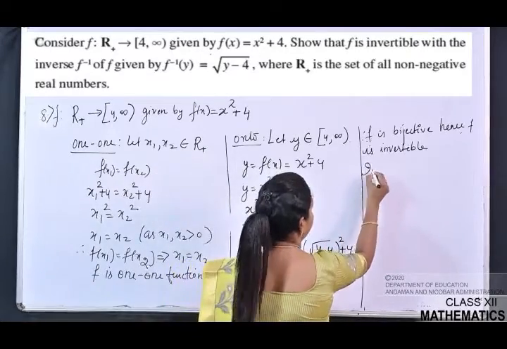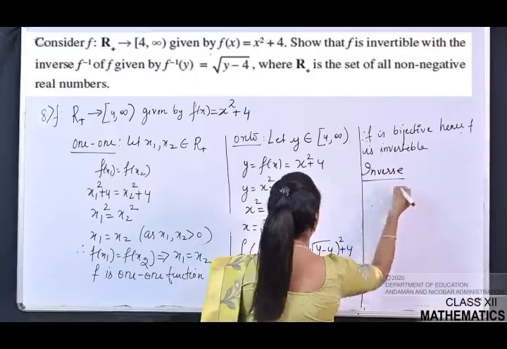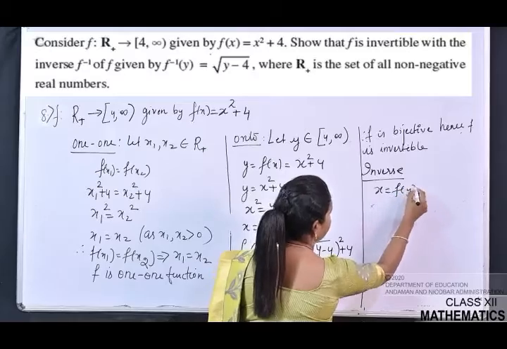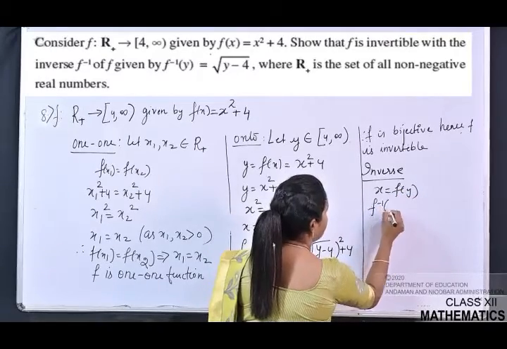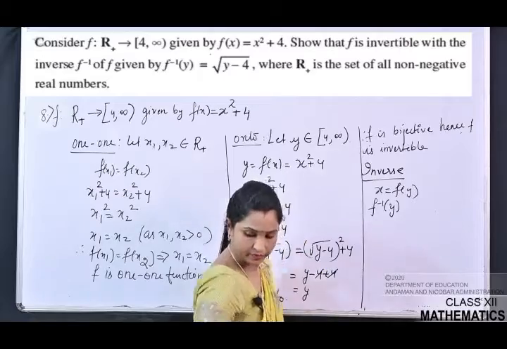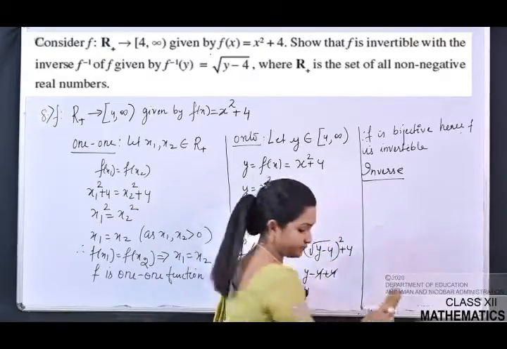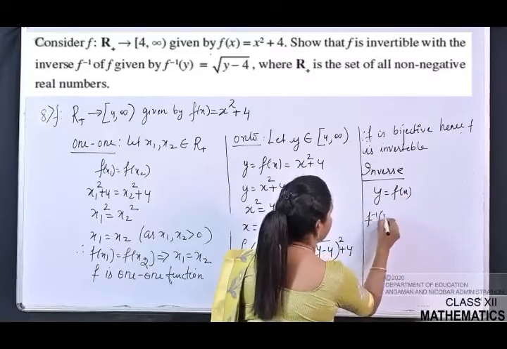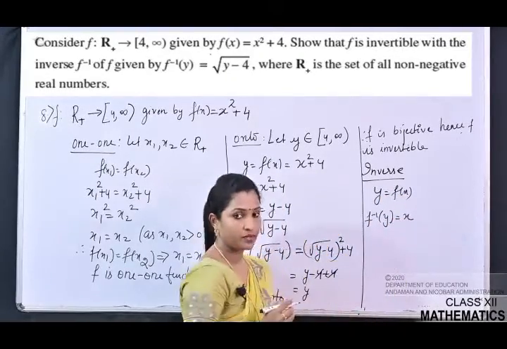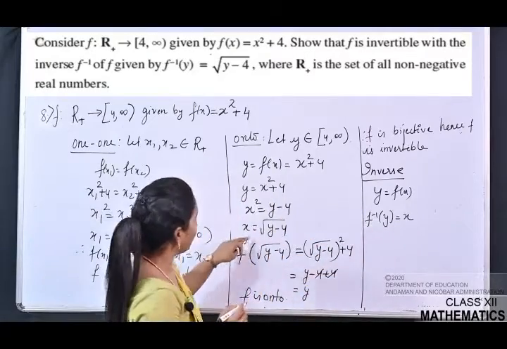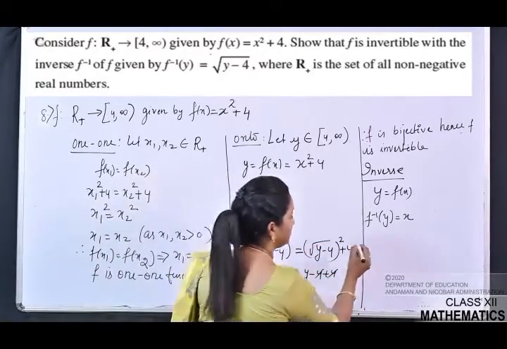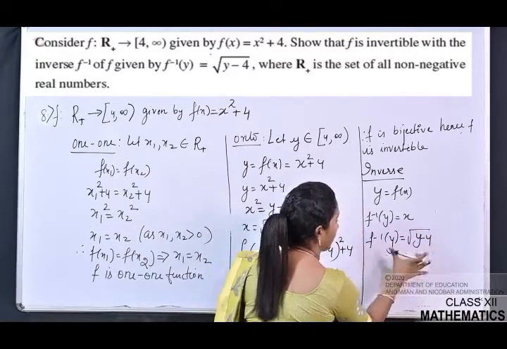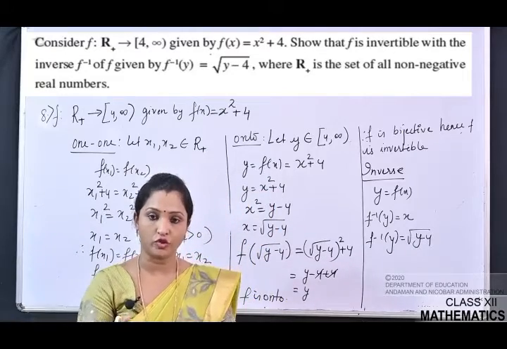Now to find the inverse, what we will do? We know that y is equal to f(x), that means f inverse of y is equal to x. What is the value of x? You got the value of x as root of y minus 4. That means f inverse of y is equal to root of y minus 4. And this is the inverse of f which you have now proved.